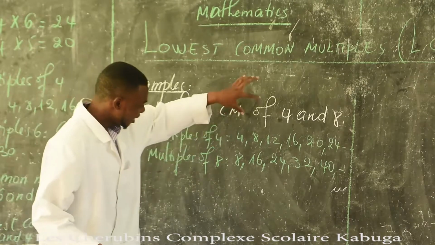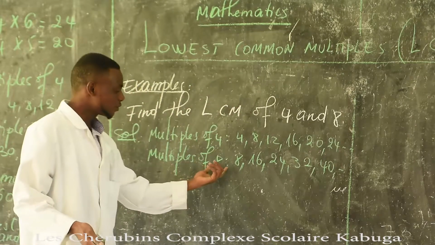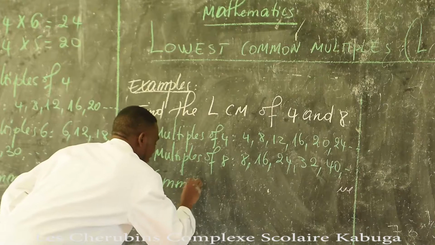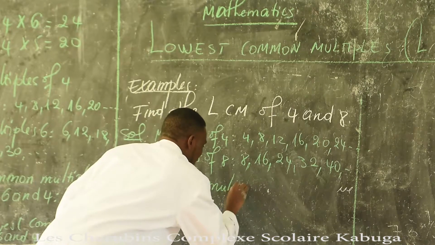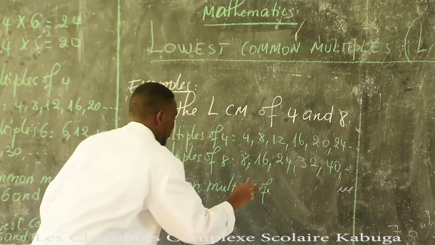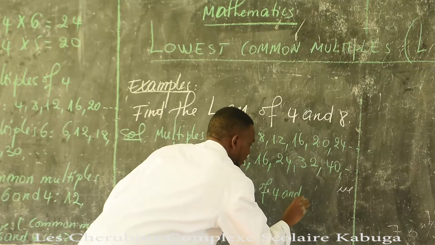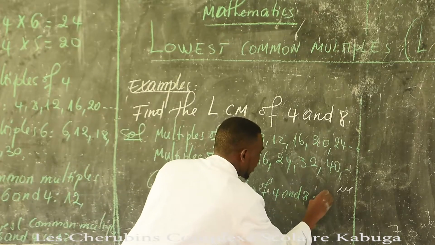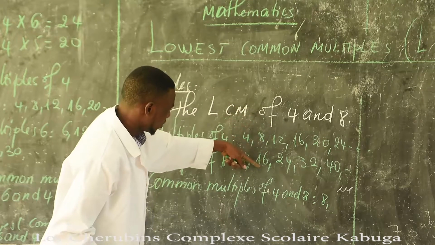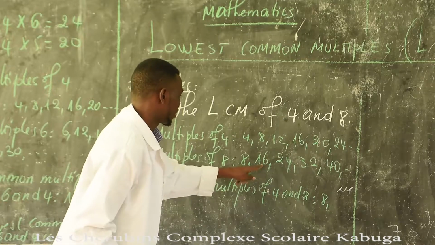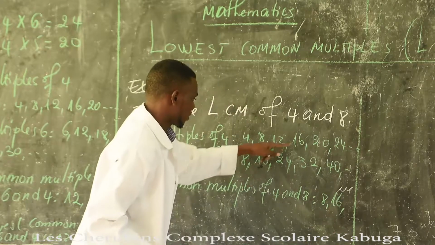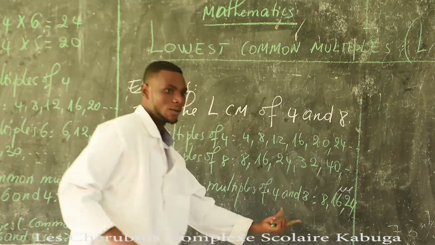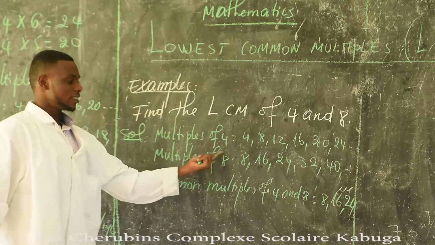The multiples which are in the multiples of 4 and also in the multiples of 8. Let's try to find out common multiples of 4 and 8. What are they? So here we have 8, we also have 16, and also 24. So these are the common multiples of 8 and 4.